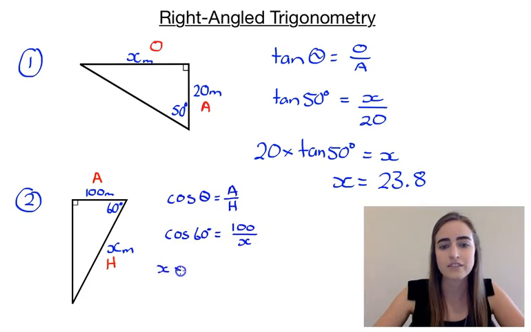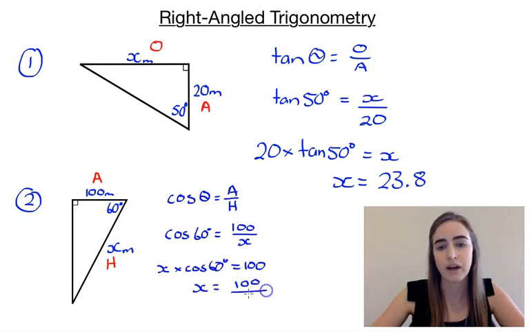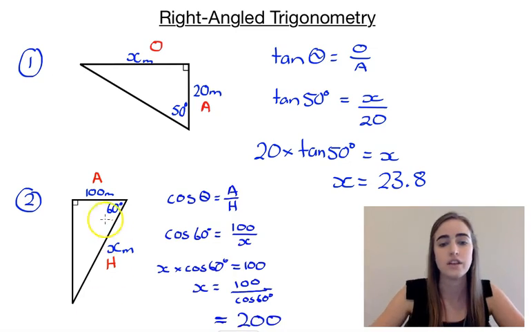So we need to get that out of there, so let's multiply both sides by x. So we'd have x times cos 60 is equal to 100. And now we'll need to divide by that cos 60 degrees. So we'll have x is equal to 100 divided by cos 60. Then you can pop that in your calculator, and you'll end up with exactly, not even approximately, exactly 200. So that hypotenuse is 200 meters long.